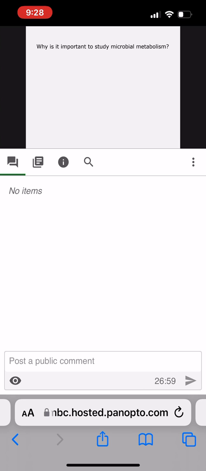Okay, so Mackenzie said it can help for medicine. I think what you actually meant is that if you understand the strategies of metabolism of pathogens, you can use that for ways to stop the growth of pathogens. I think that might be what you were saying. Yeah. Okay. Anything else? So that would be the medical reason, correct? Although there's another reason too.